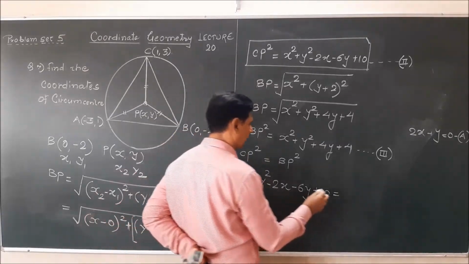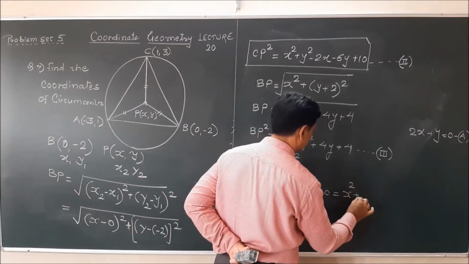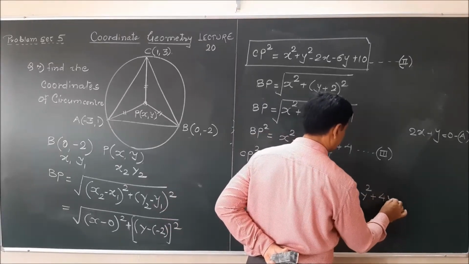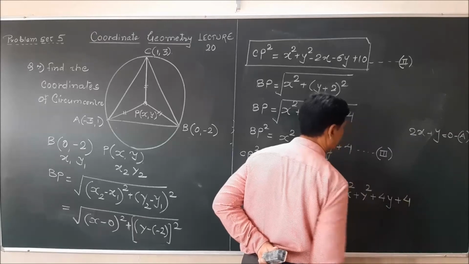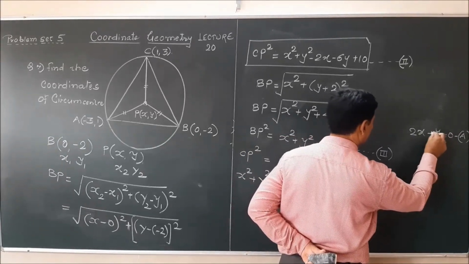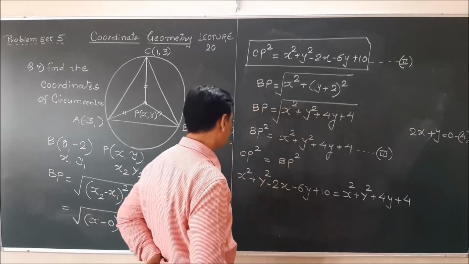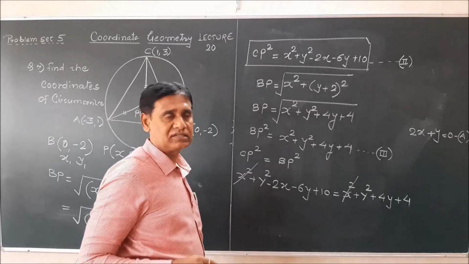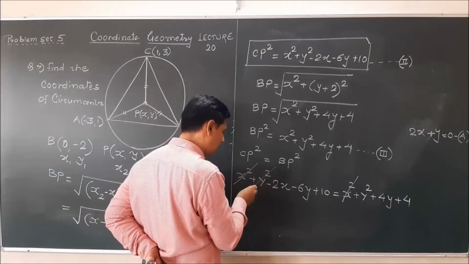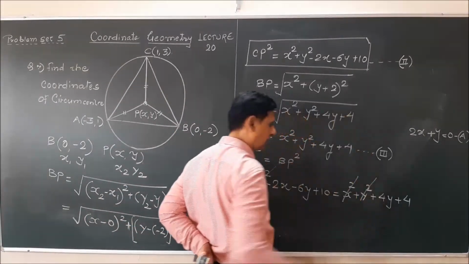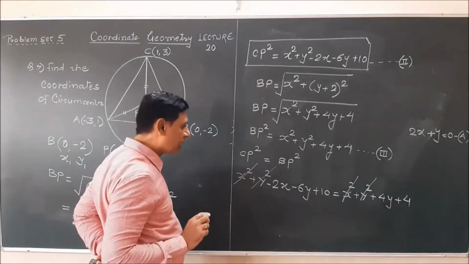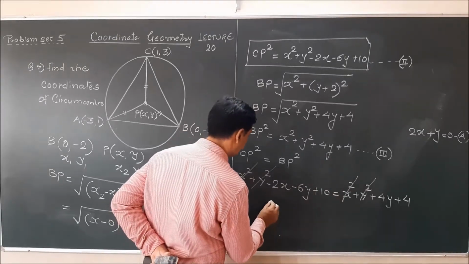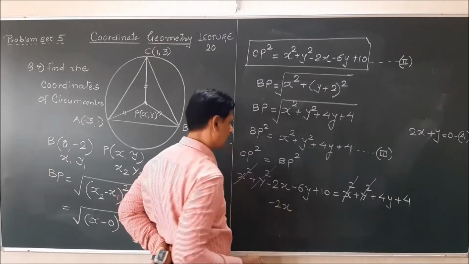What is BP square? x square plus y square plus 4y plus 4. Okay, so that will give us x square cancel from both sides. Then we will also find y square also cancel from both sides. Now minus 2x is there. There is no x on the right hand side. Very good. So minus 2x as it is.